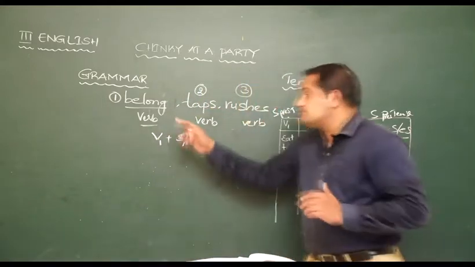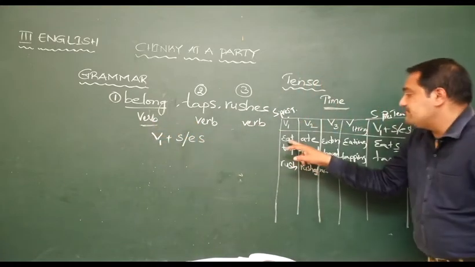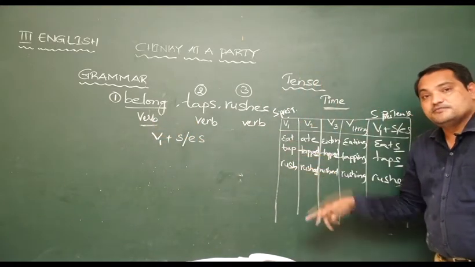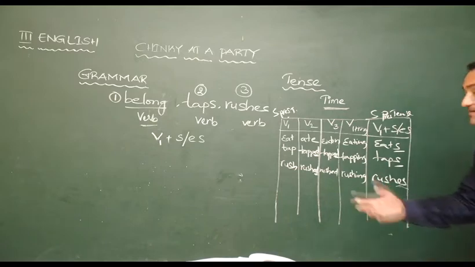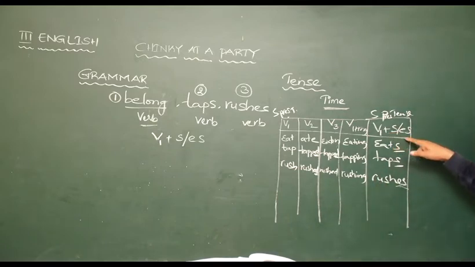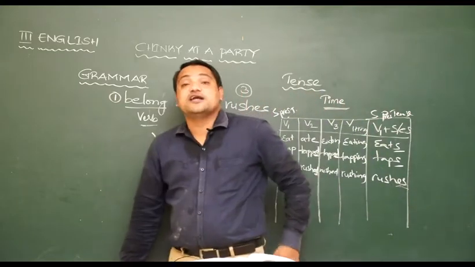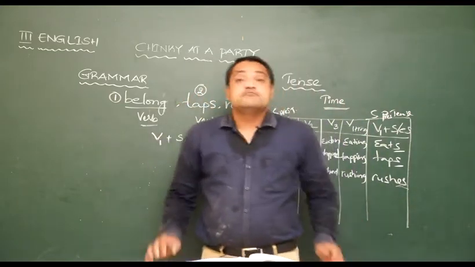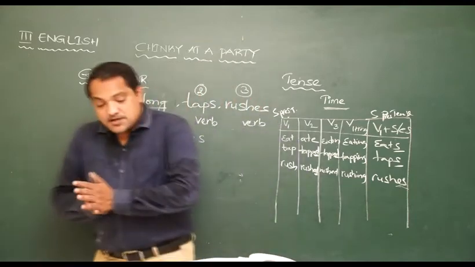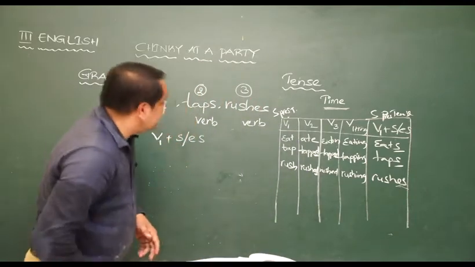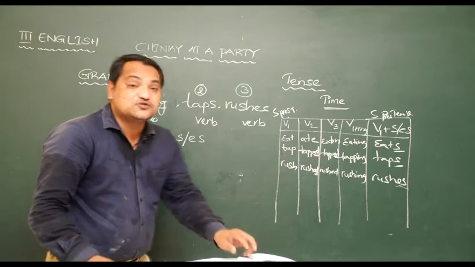So sometimes the simple present tense verbs are V1: eat, tap, rush, break, dance, sleep. Sometimes we add S or ES. Right. Now let's fill in the blanks with the correct form of the verbs in the brackets. My dear students, I would like to mention one more thing here when it comes to tenses.